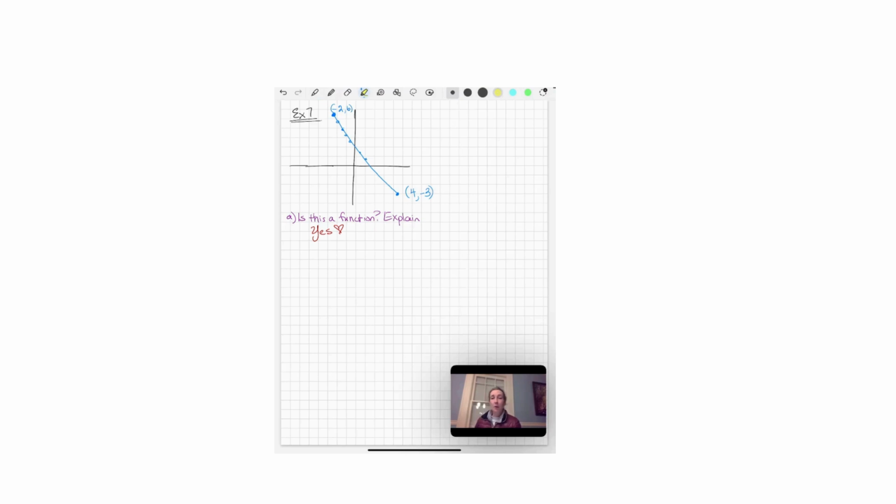I'm happy to report she is a function. If I imagine every single possible vertical line I could ever draw, none of them cross my blue curve twice. So I can say with confidence, she passes the vertical line test. And I think I'll use that for my justification. Yes, because it passes the vertical line test.